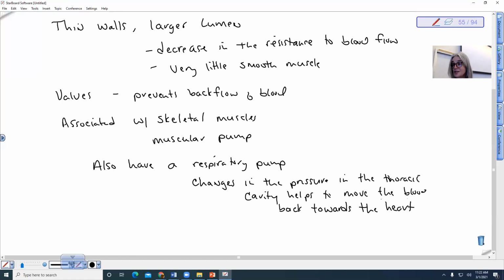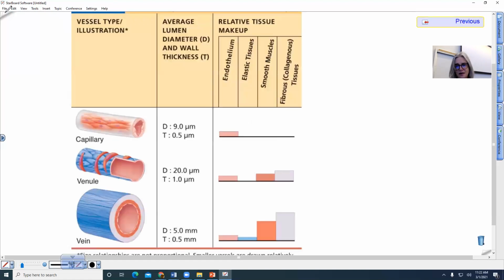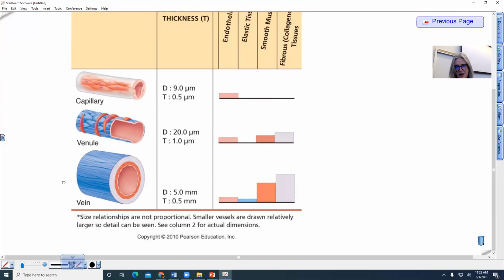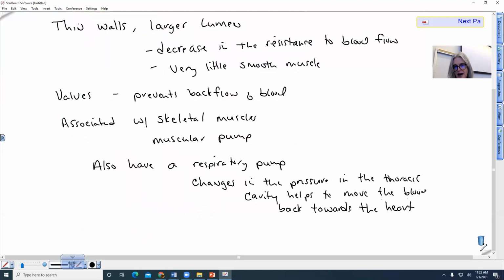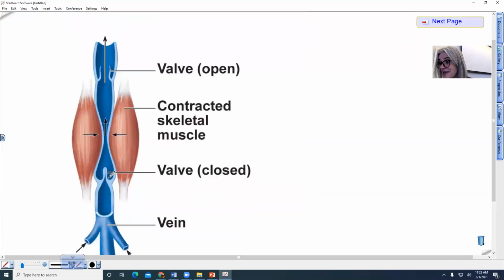Okay, so let's look at a diagram of the veins. You remember that the arteries had 3 layers, and so do veins. So they have the endothelium. We have very little smooth muscle, just a couple of layers. And then we have this connective tissue covering right here. You'll also notice that the veins have valves. So if we look at a picture of that, the valves are actually part of the endothelium. So this is a valve, and then this is showing how the muscular pump works.